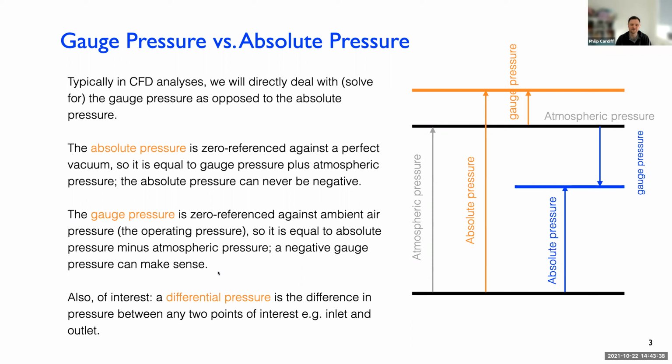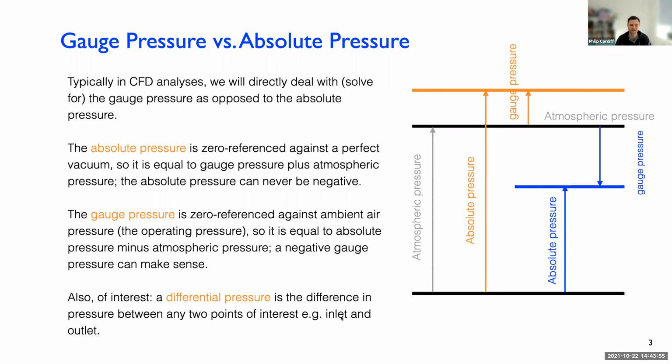It's just relative to atmospheric pressure. So in all our models, we're just using a gauge pressure, like a relative pressure. And sometimes people might refer to something called differential pressure, which is just the pressure between two points. So we won't talk about that.